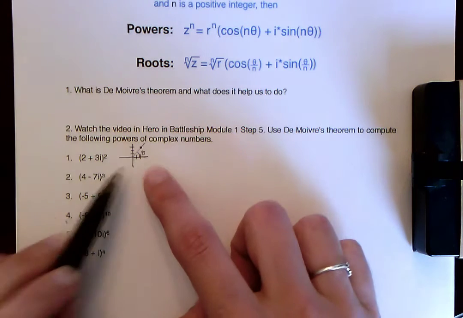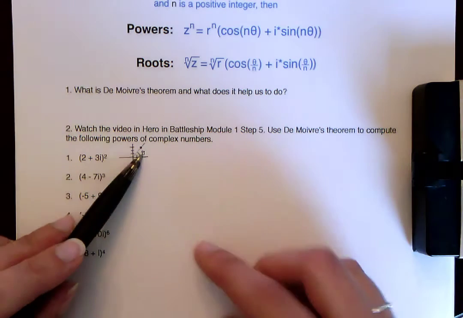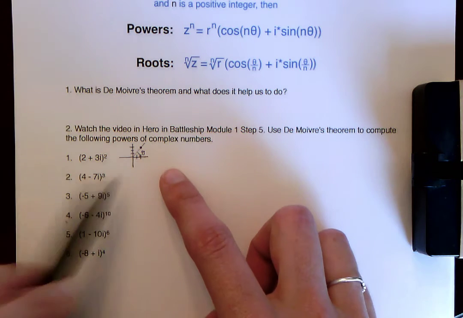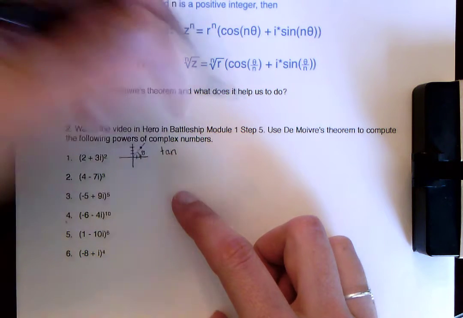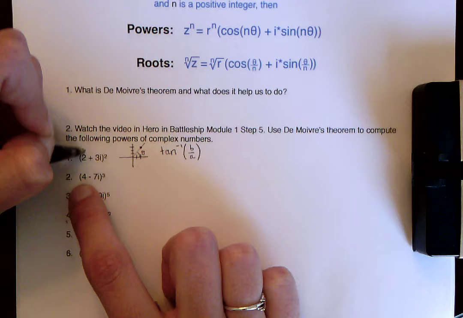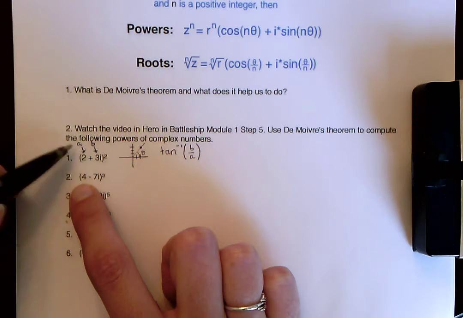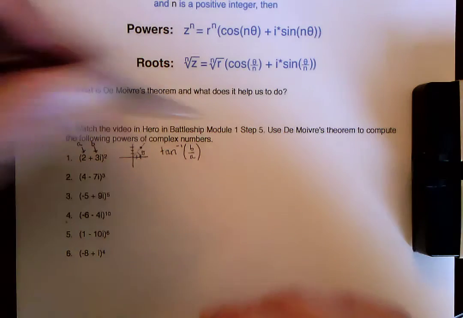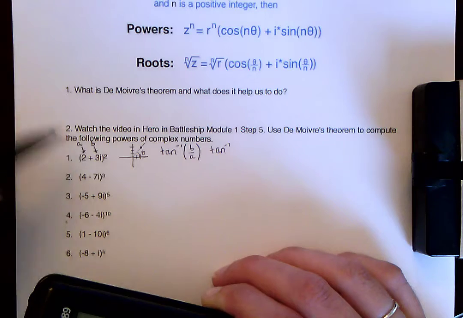Okay, so this theta right here is the theta we're looking for. Remember, we have to find theta and we have to find the radius. So just reviewing how you find theta: we did the inverse tangent of b over a. Remember, for a complex number, the first number is a, and the second number is b. So a is 2, b is 3. If we want to find the inverse tangent, we find the inverse tangent of 3 over 2, because it's b over a.